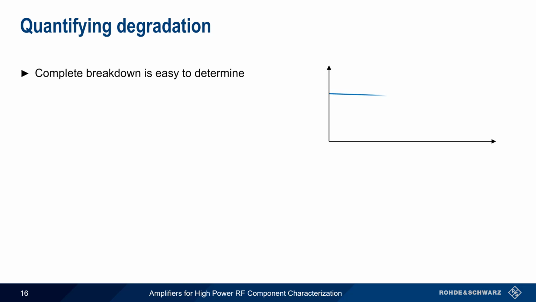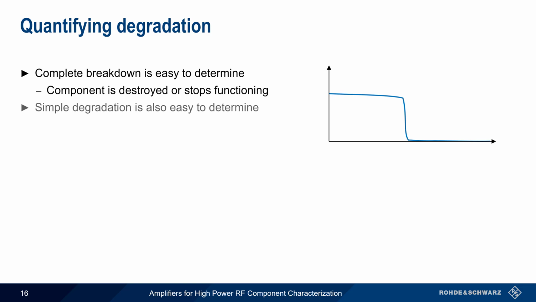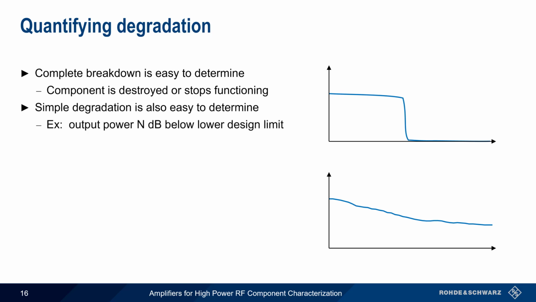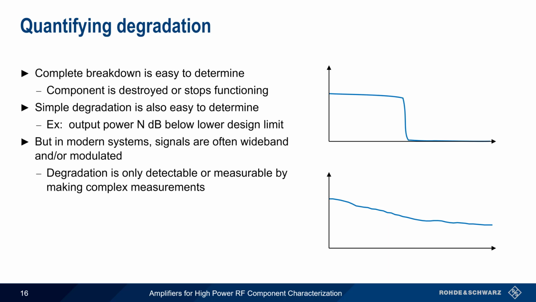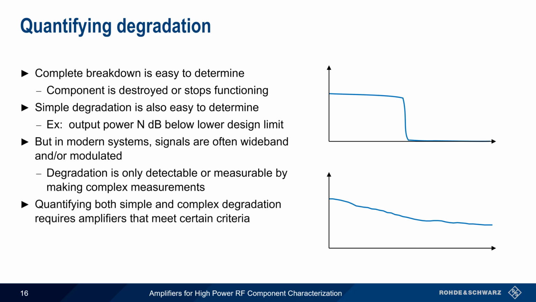When a component breaks down completely, this is, of course, easy to determine, since the component typically is destroyed or stops functioning altogether. Similarly, simple degradation is also relatively easy to determine. An example of this would be a transmitter whose output power is n dB below the lower design limit. However, in many modern systems, signals have become much more wideband and/or modulated, and thus degradation only becomes detectable or measurable when more complex measurements are made. Both cases, simple and complex degradation, place requirements on the amplifiers used to detect and quantify this degradation.